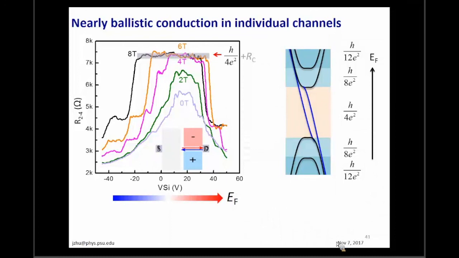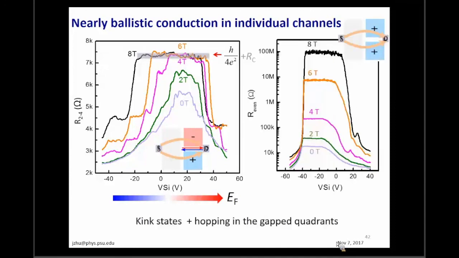Something else you see is, as you drop the magnetic field, your peak resistance is now lower than h over 4e squared, right? This plateau is kind of here. Something else is also conducting, and that something else is hopping through these gapped places. They're gapped, but they're not ideally insulating. They have some resistance.